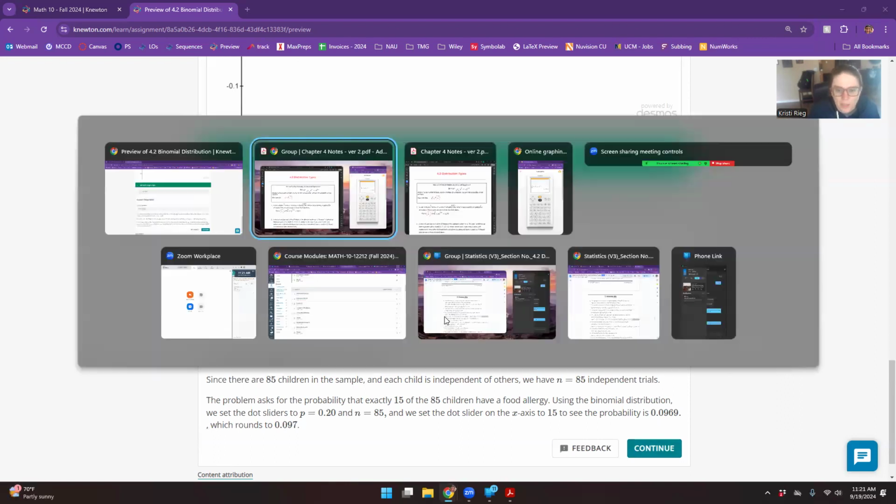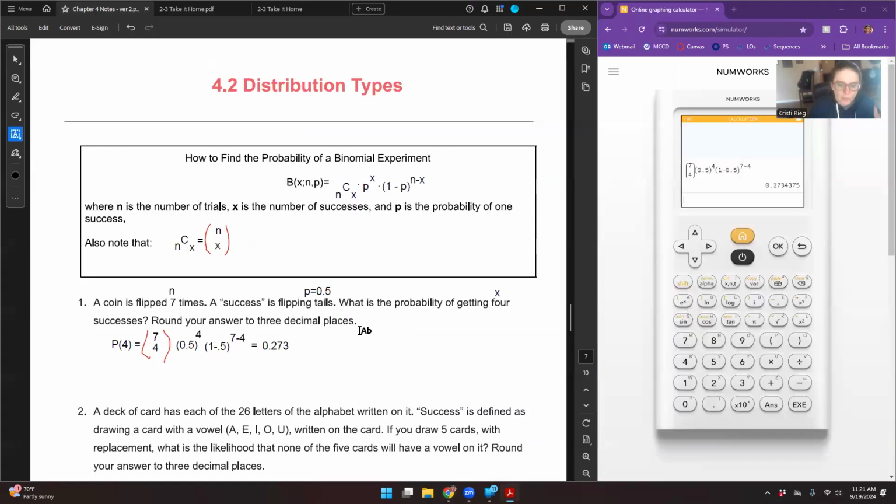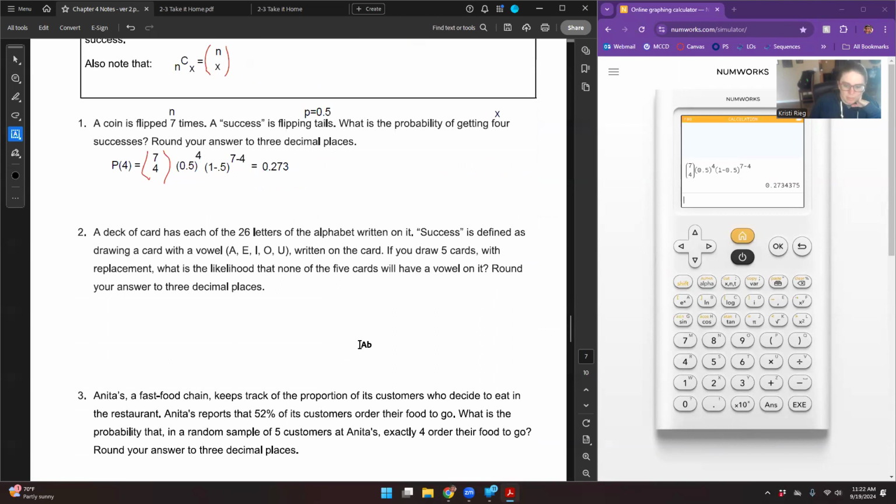Okay, let's go back. So going back here, we have another problem. We're gonna do a few like this just to get the hang of the formula, and then we're gonna do some trickier ones. So this one says a deck of cards each has 26 letters of the alphabet. Each has one of the 26 letters. Okay, A, B, C, D, E. Success is defined as drawing a vowel, A, E, I, O, or U, so we don't have to worry about why. They're defining what a vowel is written on the card. If you draw 5 cards with replacement, what is the likelihood that none of the cards will have a vowel on it?